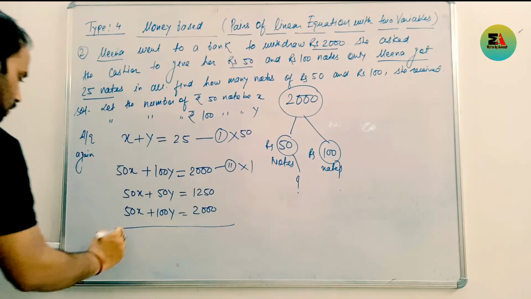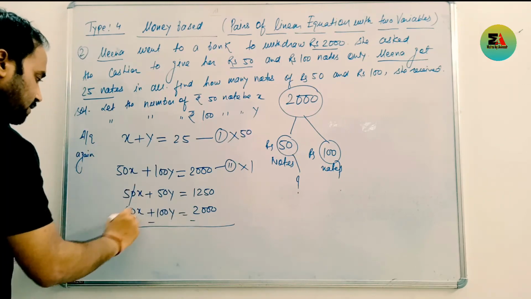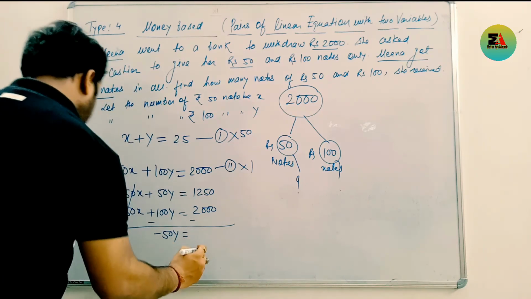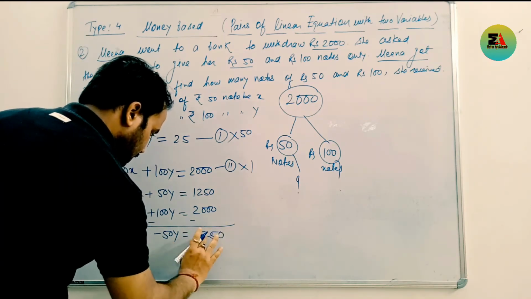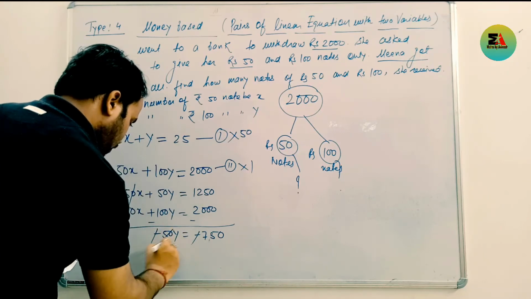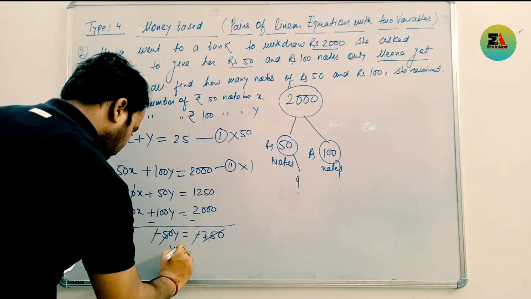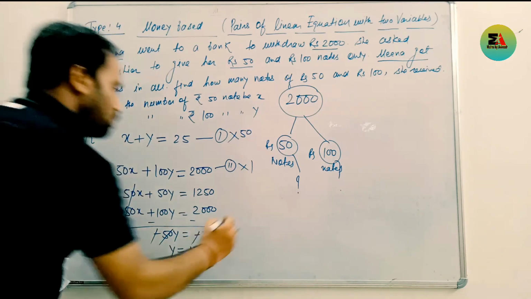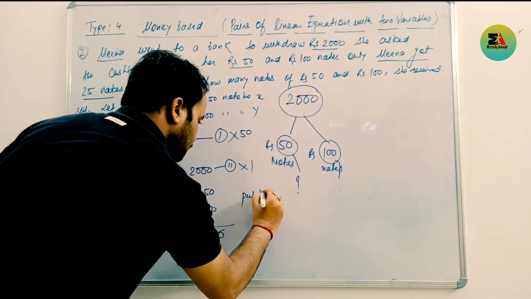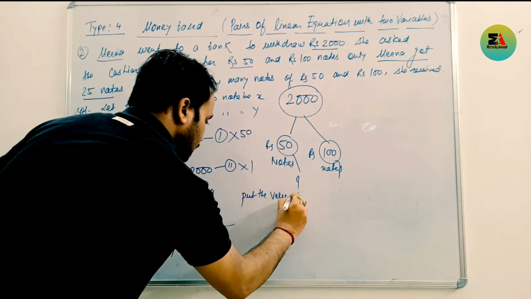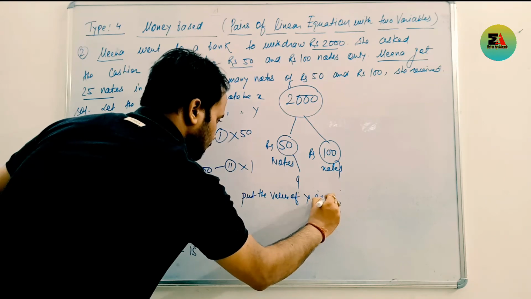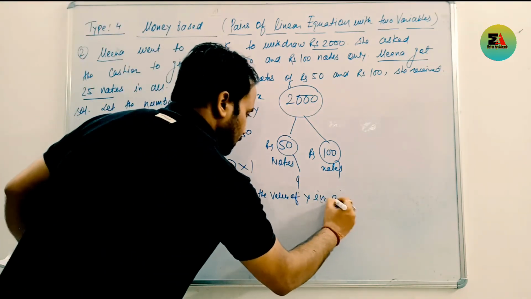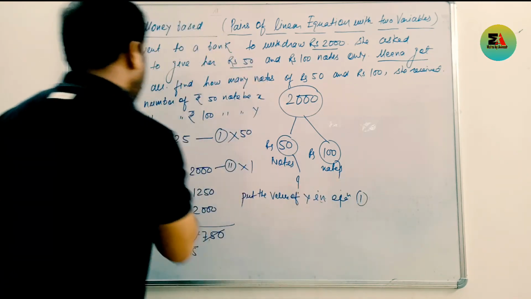Now apply elimination. Signs will be changed. 50x cancels out, leaving minus 50y equals minus 750. Minus minus cancels out. So y equals 750 divided by 50, which is 15. Now put the value of y in equation first. Our equation first is what?